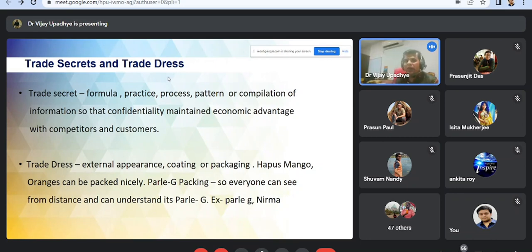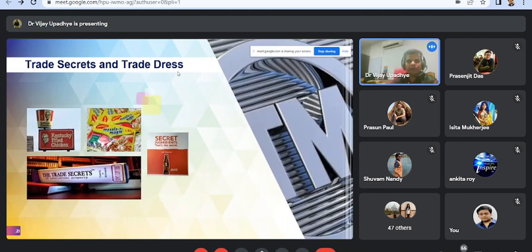Now trade secret. I told you about Coca-Cola: the content of the formula by means of which you are synthesizing or preparing your perishable, consumable product, you can make that the trade secret. Now what is the trade secret for Masala Magic, KFC, Coca-Cola? The trade dress example is also given.